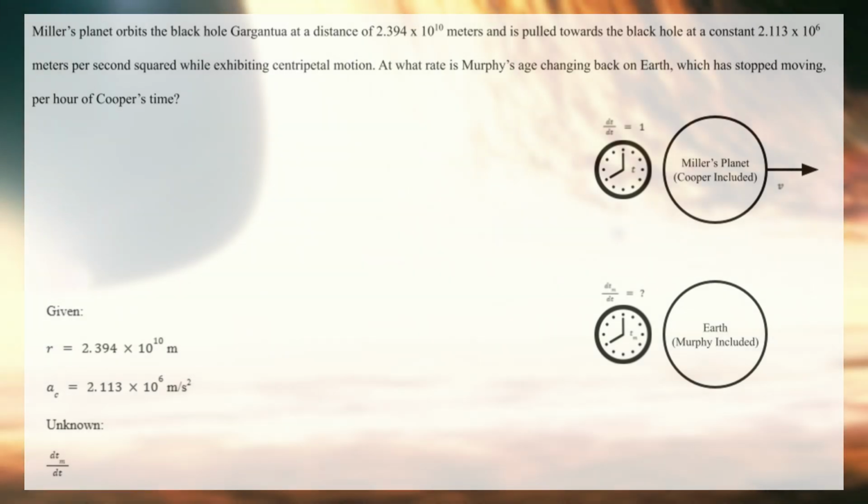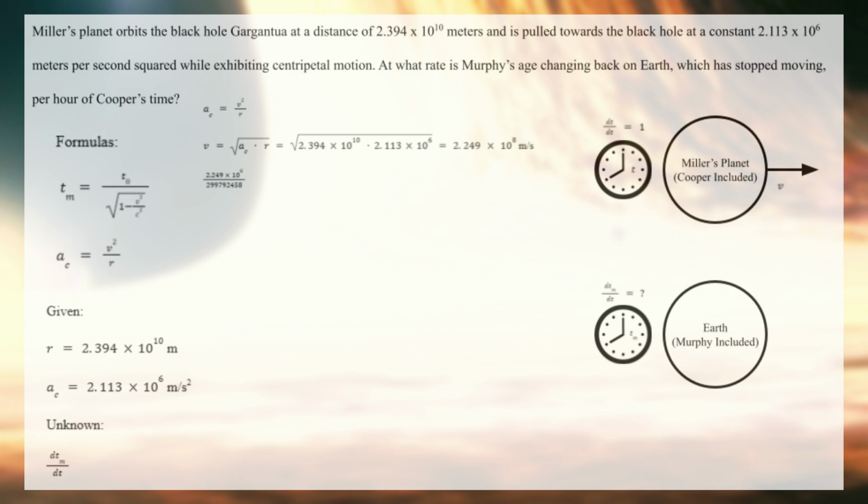For this problem, we will need the derivative of the time dilation equation. First, however, we need to find the velocity that the planet travels at, so that we have all the information we need for the time dilation equation. We are told that the planet exhibits centripetal motion, which means that its acceleration towards the black hole and radius from the black hole allow for the value of its velocity to be constant. We can solve for this velocity by plugging the other two values into this equation, which gives us a velocity of 2.249 times 10 to the 8th meters per second. To simplify this value, we will put it in terms of c, the speed of light. This gives us a velocity of 75% the speed of light.